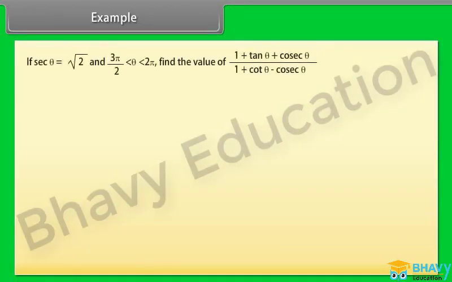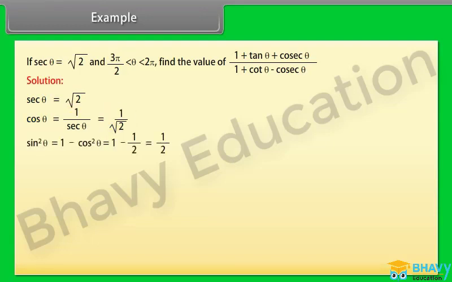Example. If sec θ = √2 and 3π/2 < θ < 2π, find the value of (1 + tan θ + cosec θ)/(1 + cot θ - cosec θ). Solution. Sec θ = √2. Cos θ = 1/sec θ = 1/√2. Sin²θ = 1 - cos²θ = 1 - 1/2 = 1/2. Thus, sin θ = ±1/√2.